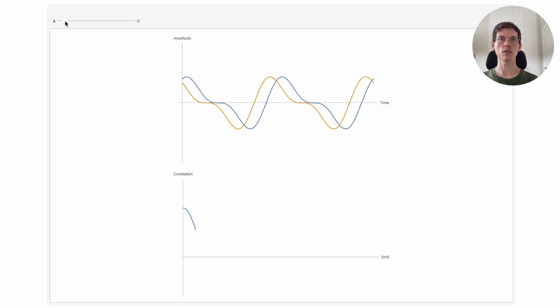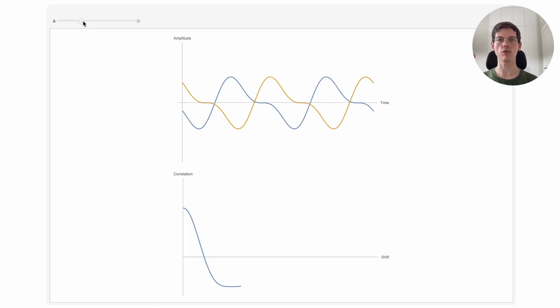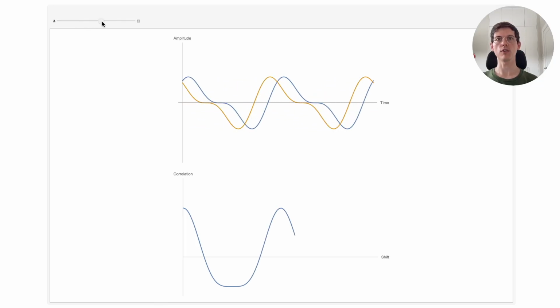As we continue to shift the signal, the graph tells us how similar the signal is to shifted versions of itself. If it's a periodic signal, like this one, the autocorrelation function will also be periodic as the signal repeats.